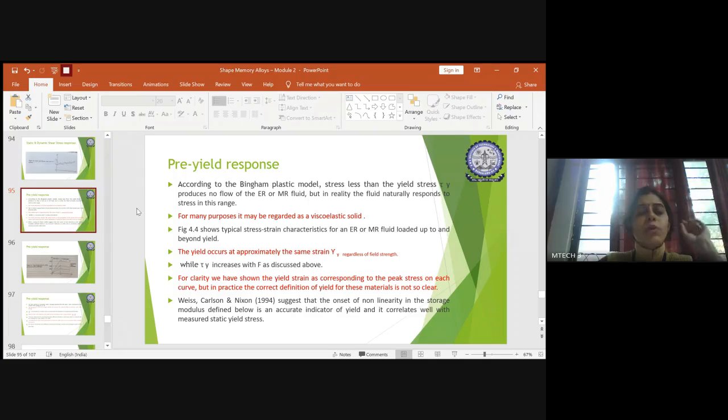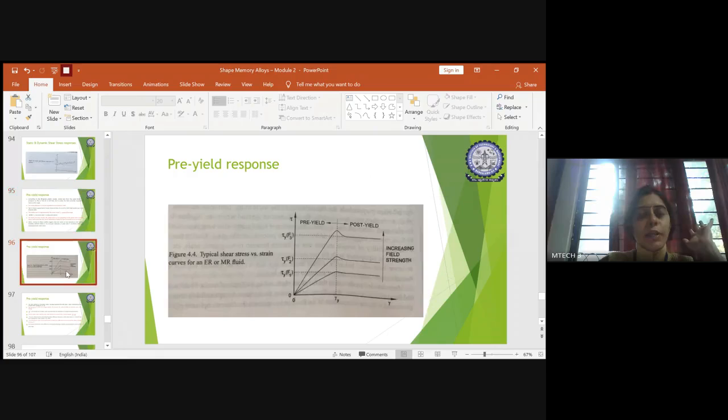So these people focused on pre-yield response only. In this graph, we have two parts. One is a pre-yield, another one is a post-yield. So these research fellows focused on only the pre-yield part. They told that we need a particular indicator which indicates this ultimate yield point. And after indicating the yield point, it should correlate with respect to the yield stress it is getting.